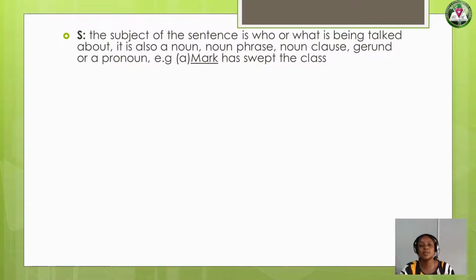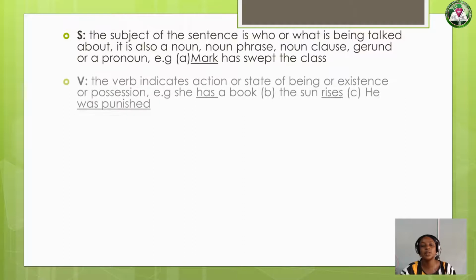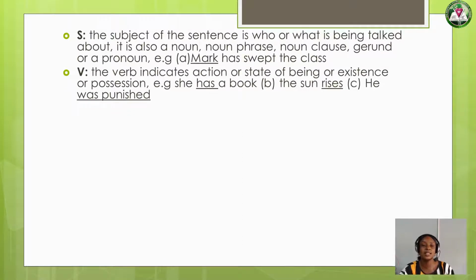So examples of subjects: we said Mark has swept the class. Mark is a noun and the subject of the sentence. We can also say the students have swept the class. The students there is a noun phrase. So we can say our subject is a noun phrase. Okay, and you can also say he swept the class. When I say he swept the class, that means the subject there is a pronoun.